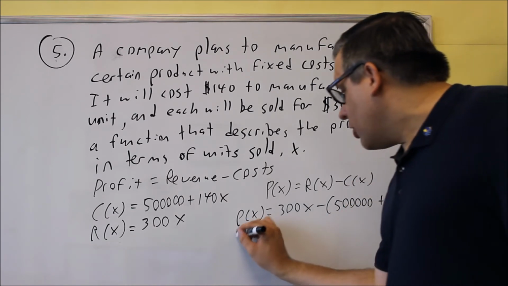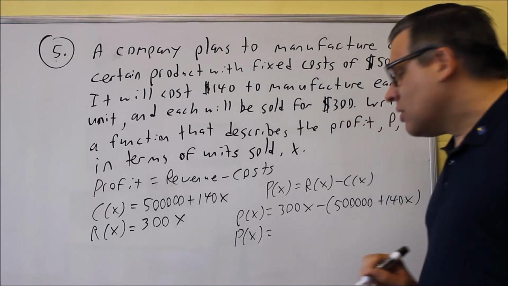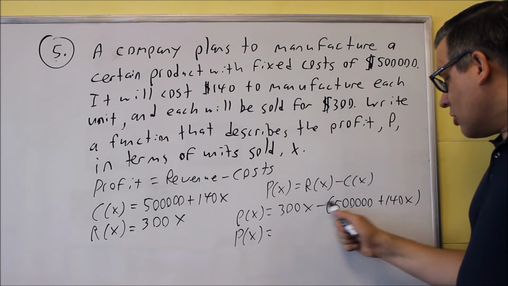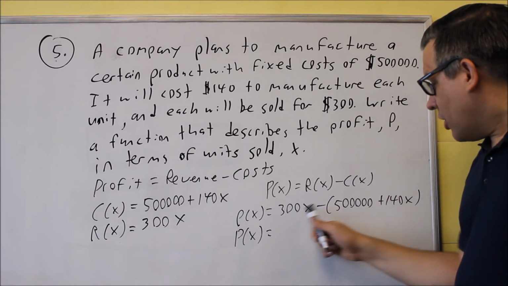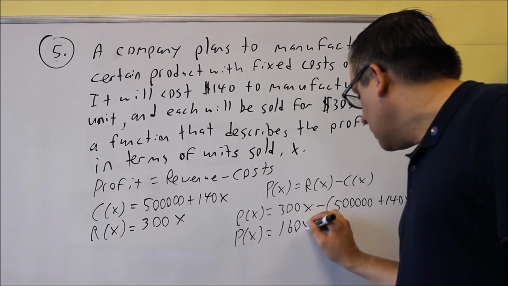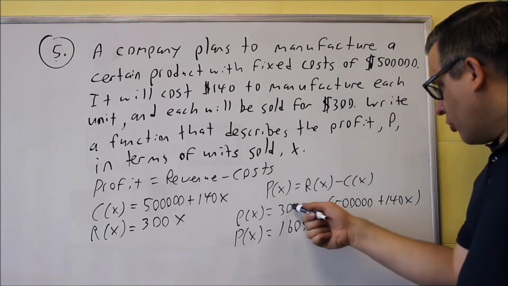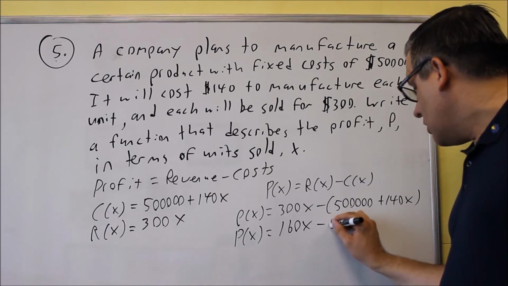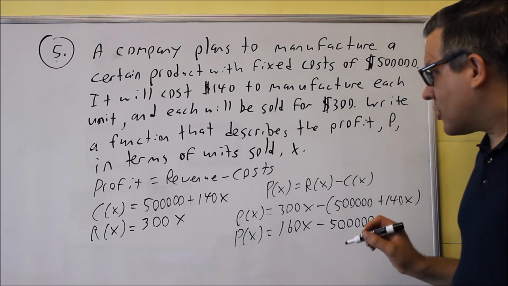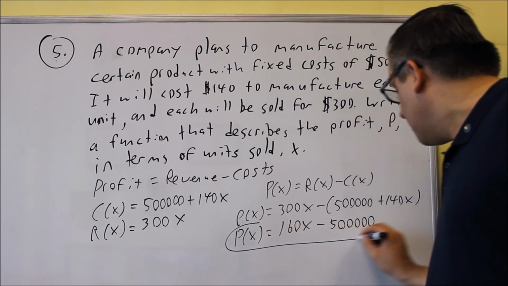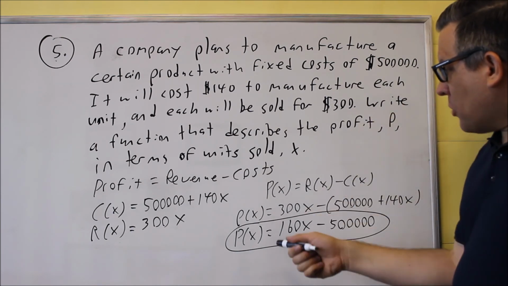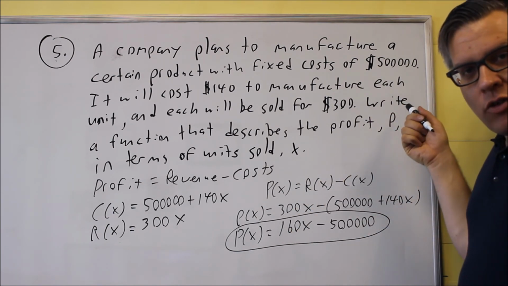Okay, so then we just need to add like terms together. I have 300x, I'm subtracting these two, so both these are going to get a negative. So 300 minus the 140, that means I get a 160x. 300 minus 140. Then I have minus 500,000. Okay, so this is going to be our final answer for the whole problem, this right here. 160x minus 500,000. Remember, make sure we use the correct variables for what's given in the problem itself.